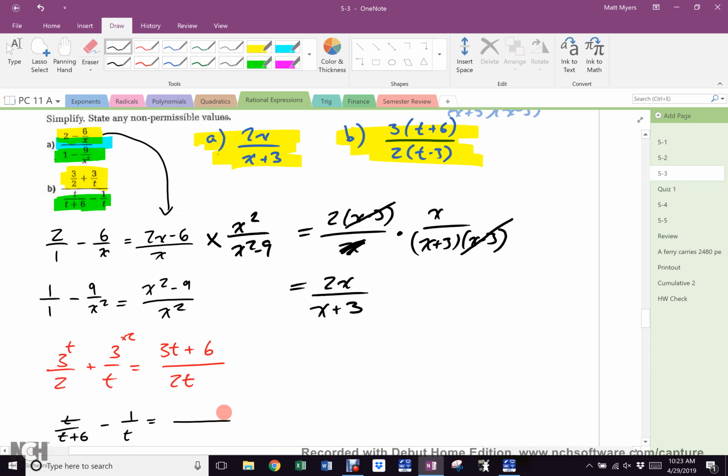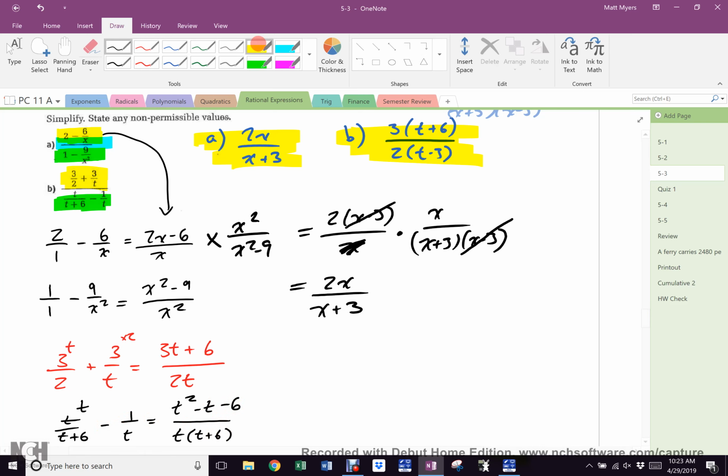What's the common denominator? t plus 6, right? What does that guy need? Needs a t. t squared. What does that guy need? t plus 6 minus t. Now this is where it gets tricky. Minus t plus 6 or minus 6? What's negative positive 6? Negative 6, right?